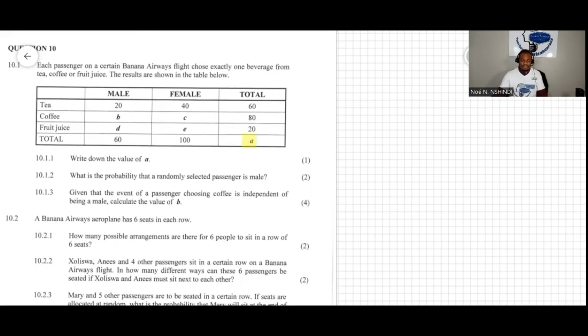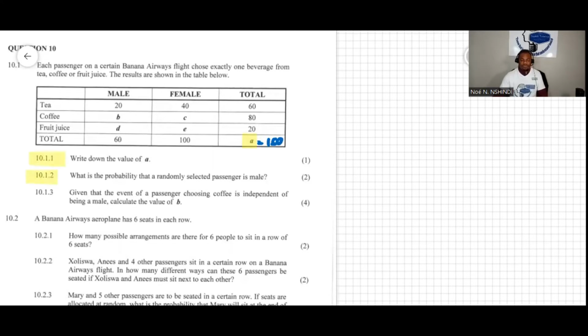And then it is by the total. The sum of all these must be equal to the sum of that. So we can see that A is equal to 160, because 60 plus 100 makes 160, and 60 plus 80 plus 20 also makes 160. So A is just equal to 160. That was question 10.1.1.